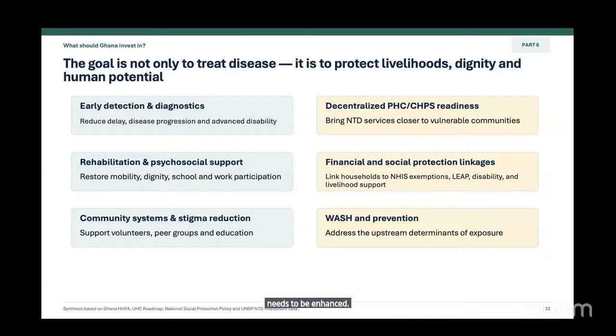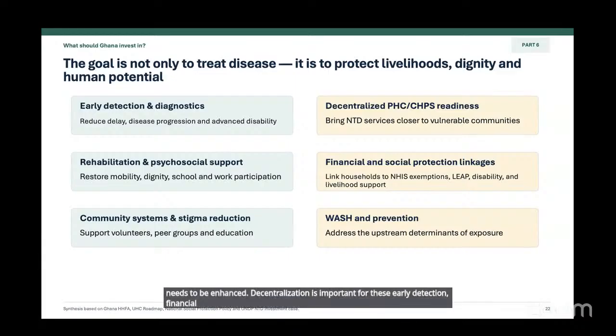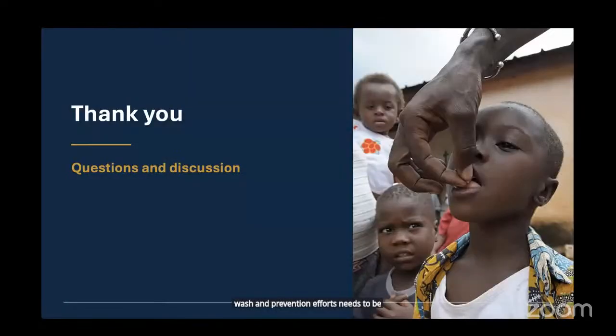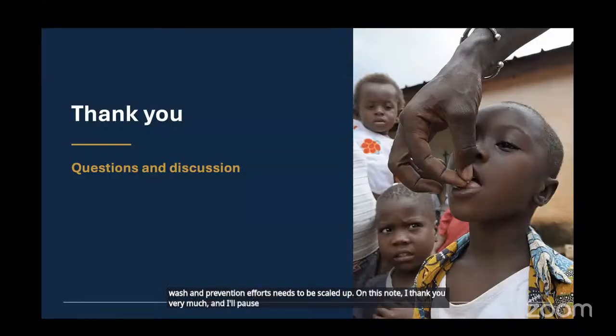Decentralization is important for this early detection. Financial and social protection linkages are critical for people living with or experiencing NTDs. And finally, and ultimately, WASH and prevention efforts need to be scaled up. On this note, I thank you very much, and I'll pause here for discussions and questions.